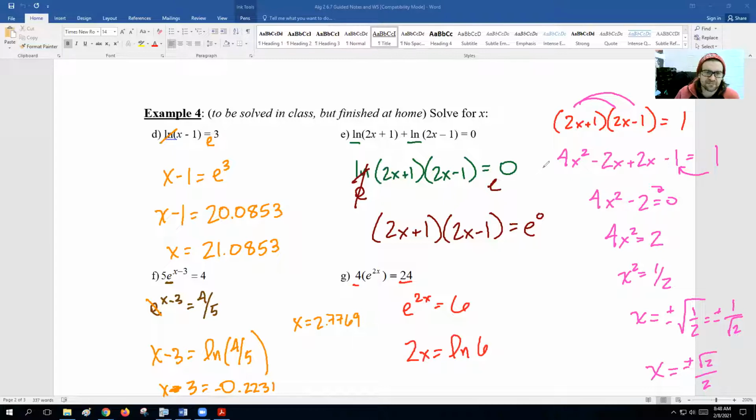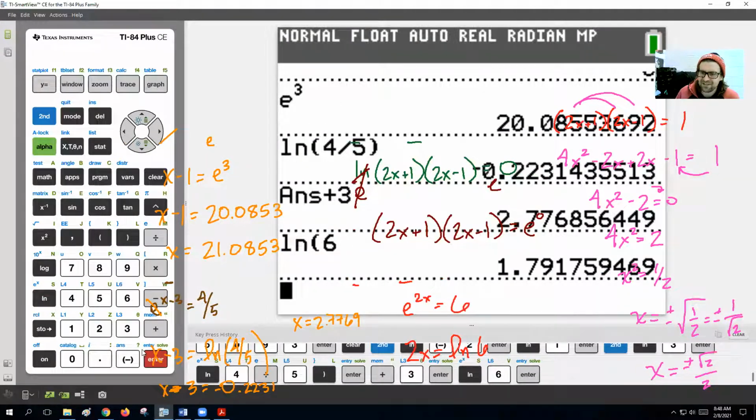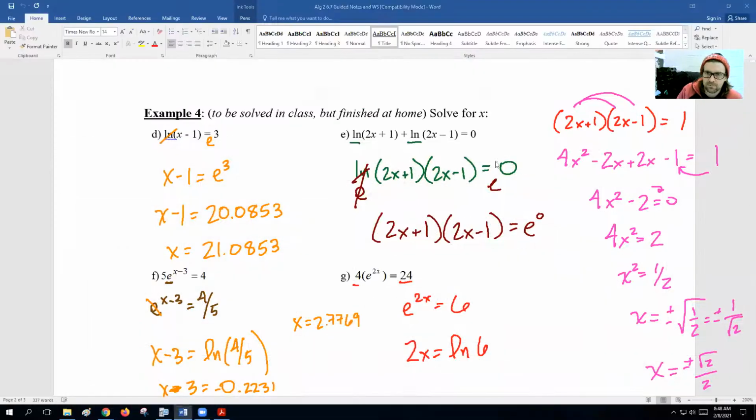Let's figure out what that ln of 6 is on the calculator. So just press ln 6, 1.7918. Okay, so we get 2x equals 1.7918. All we've got to do is divide that by 2 to get the x by itself.